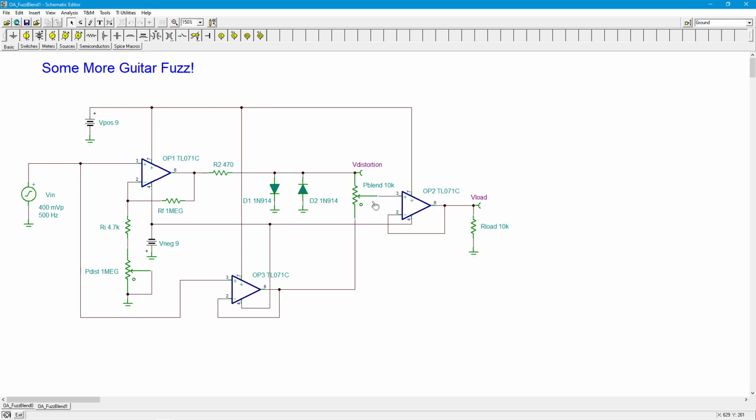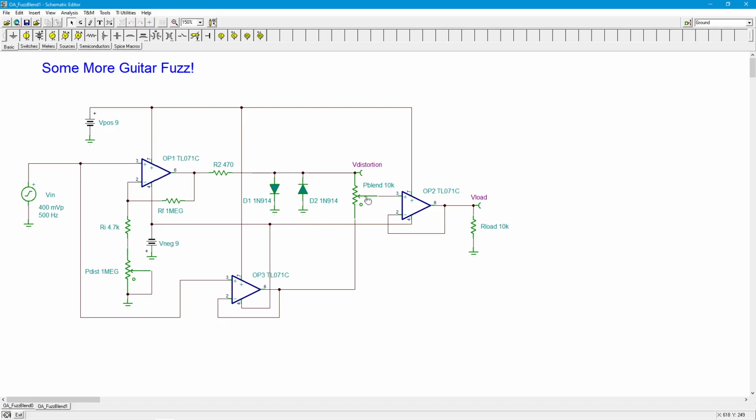So you would think, okay, if the wiper arm is all the way down here, obviously you're getting the full input signal. But then you have to think in terms of, what's the divider out here for the distortion signal? Well, this is a very low impedance, and then you've got essentially this 10K, or a big chunk of the 10K, before you come in. So that's a huge voltage divider effect.